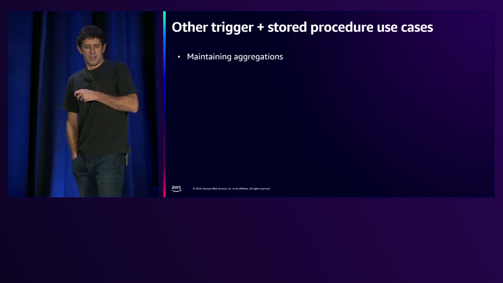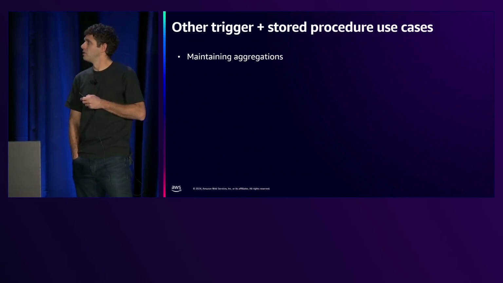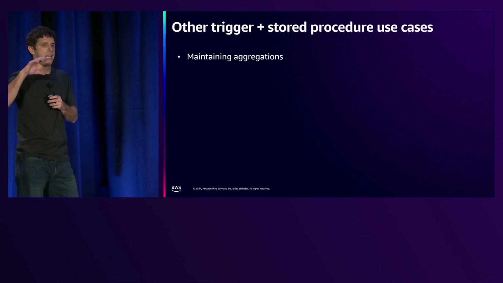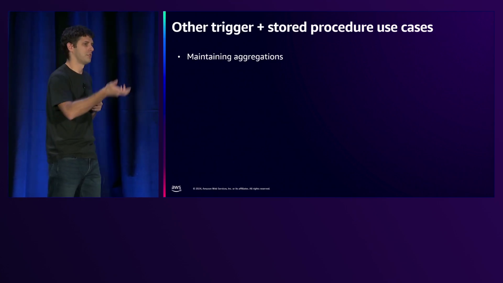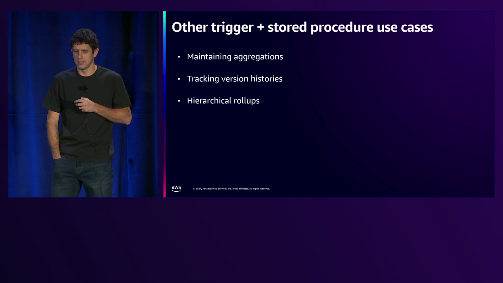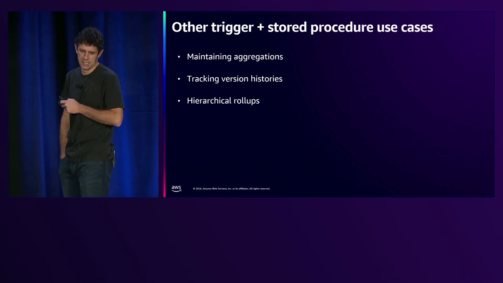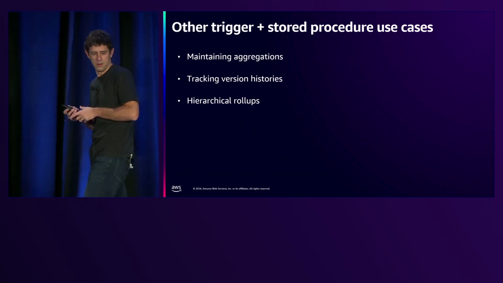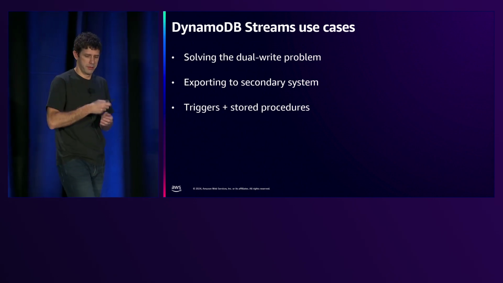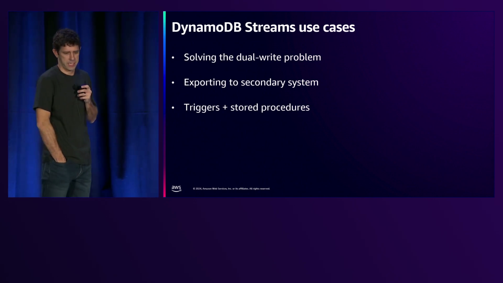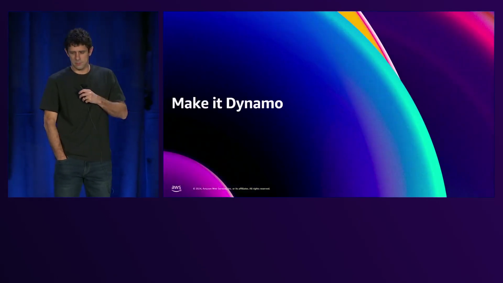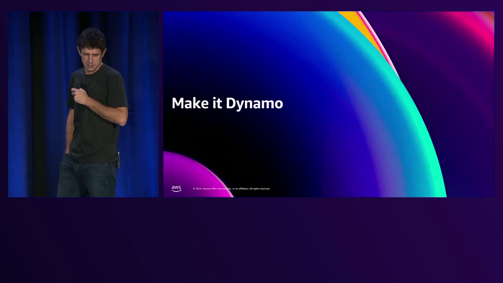So that's one example of how you can do these sorts of triggers and stored procedures. Other use cases: you're using Dynamo Streams to affect your table and re-index in your application. Maintaining aggregations is a good one. Tracking version histories. Doing hierarchical work roll-ups are great too. Dynamo Streams, one of the things I love the most about Dynamo, really enables a lot of cool use cases there.